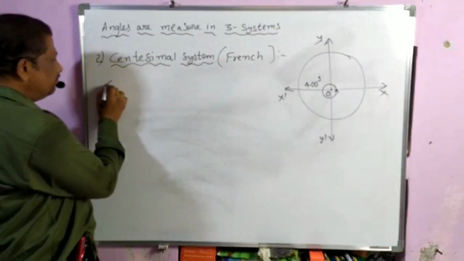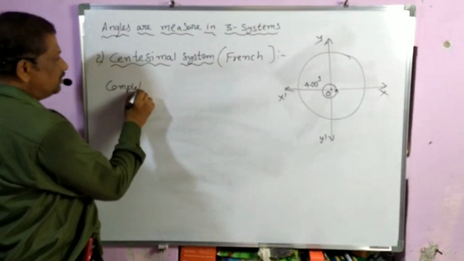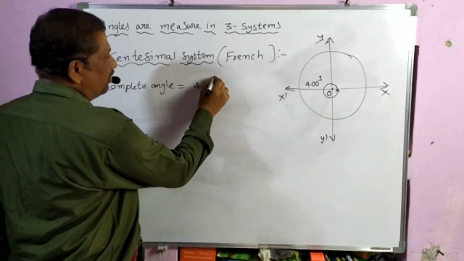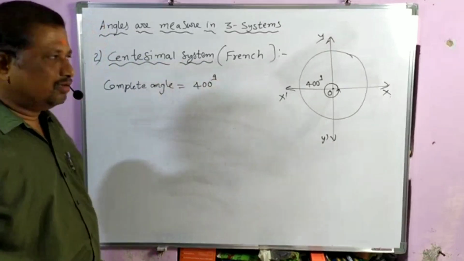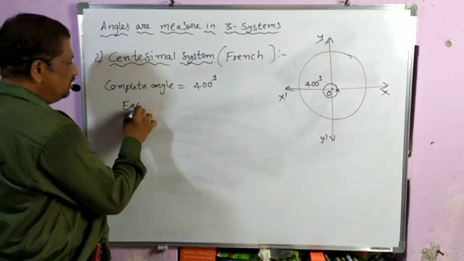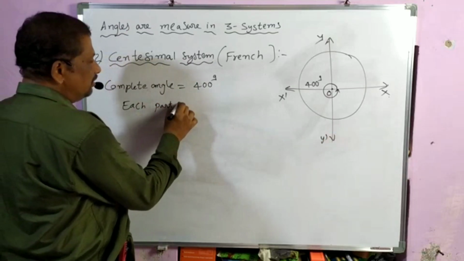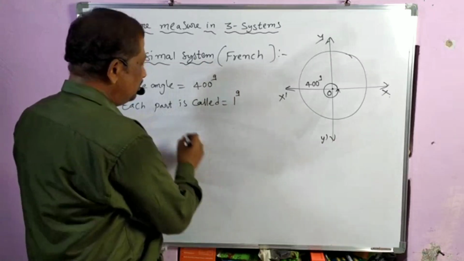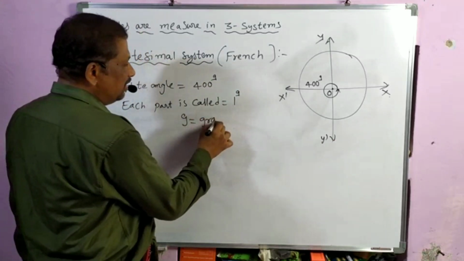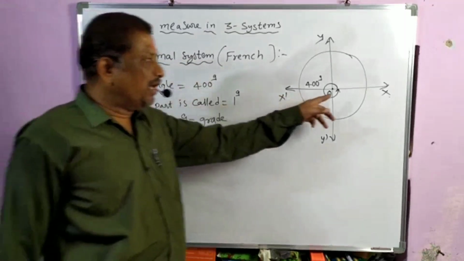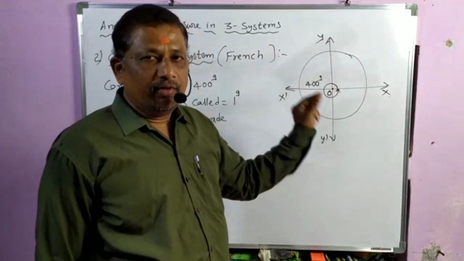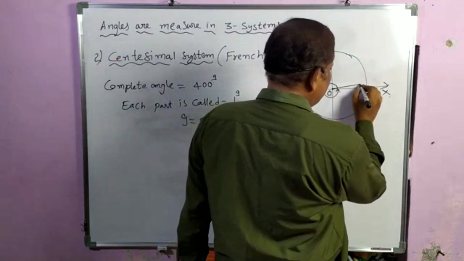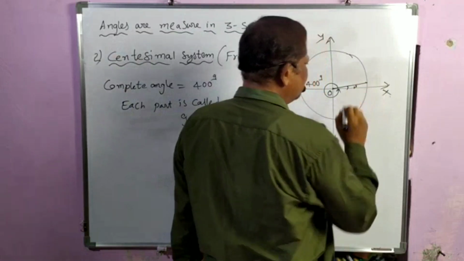So, the complete angle is divided into 400 equal parts. Each part is called a grade, one grade. Here, the complete angle is divided into 400 equal parts. Each part is called one grade, simply grade.